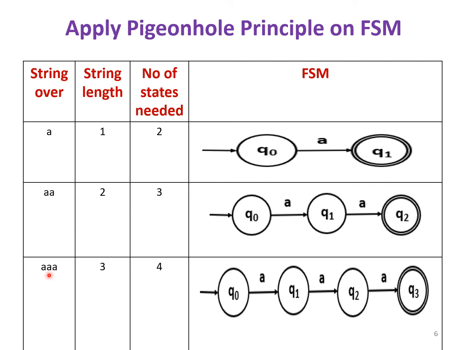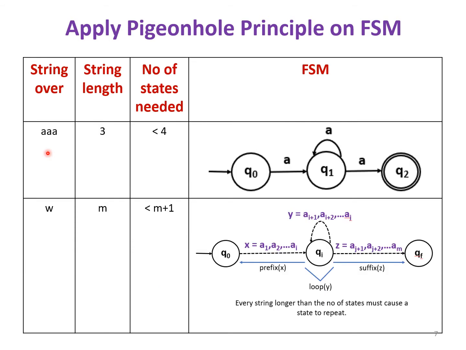In the same way, for the string AAA whose length is 3, AAA reaches the final state Q3, so the number of states needed is 1, 2, 3, 4 states. So for the string AAA of length 3, the actual number of states needed is 4. If the number of states available is less than 4, then we apply the pigeonhole principle, that is, some part of the string will be pumped back into the same state, or it will go into a loop.